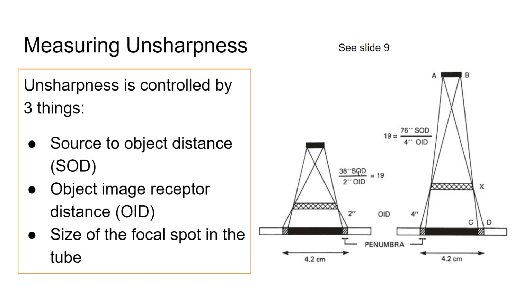In this particular slide, we're showing that things can actually end up being somewhat proportional. Here we have an SOD of 38 inches, and here we have an SOD of 76 inches. And here we have 2 inches OID versus 4. But if you look at this, we both have an unsharpness level of 19, which means the penumbra for both of these are going to be the same. I didn't tell you that the object is the same also. That would have thrown things off, the object itself.